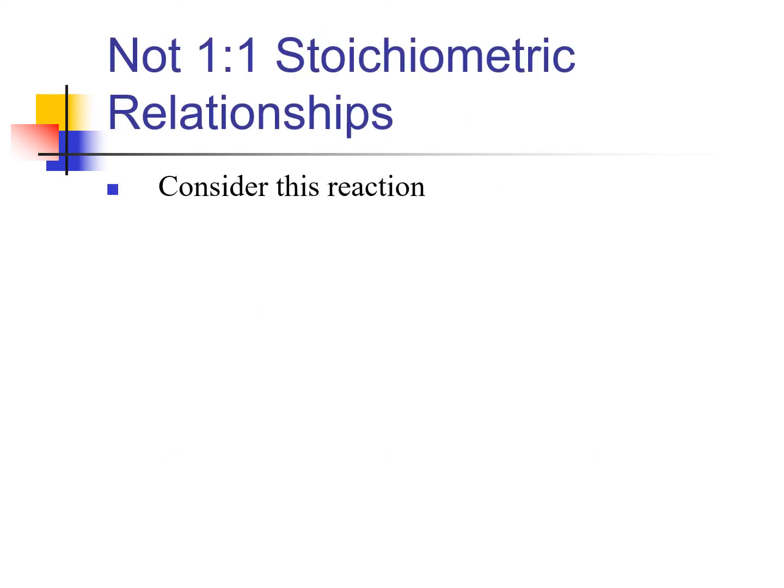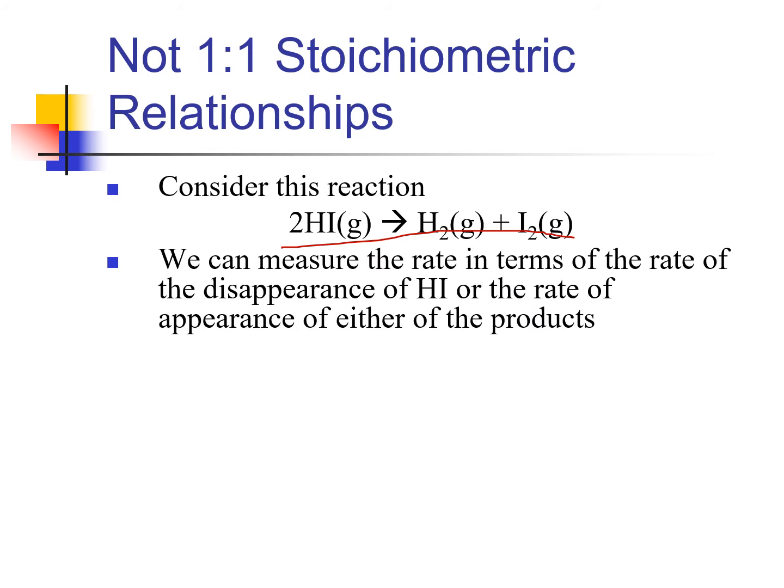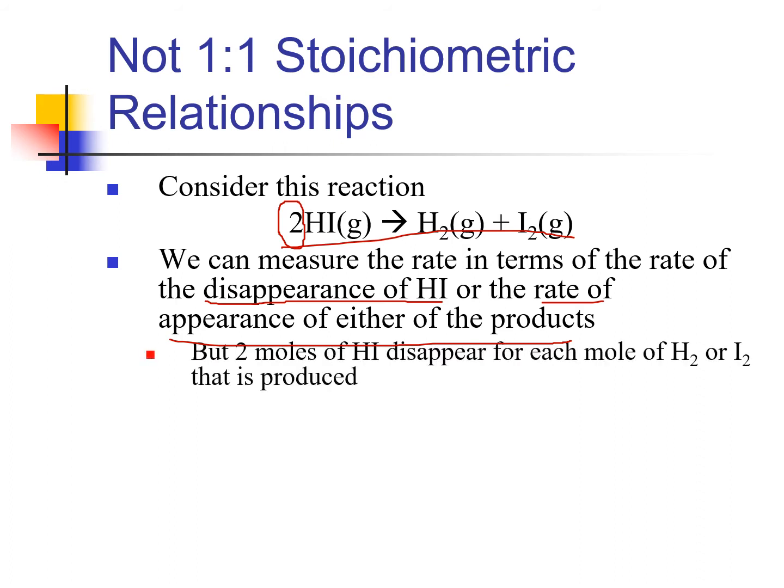So how do we deal with situations that are not 1-to-1? Like this reaction. This is the decomposition of the same reaction we saw in the graph earlier. We can measure the rate either in terms of the disappearance here of the HI, which has the coefficient of 2, or the rate of the appearance of either of the products. But if I want a reaction rate, we need to have this normalized. We want one reaction rate for all of this. So how do we do that?